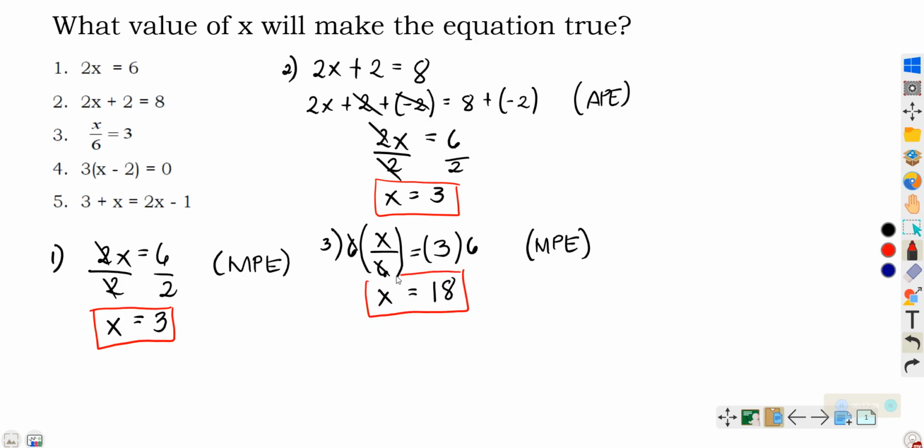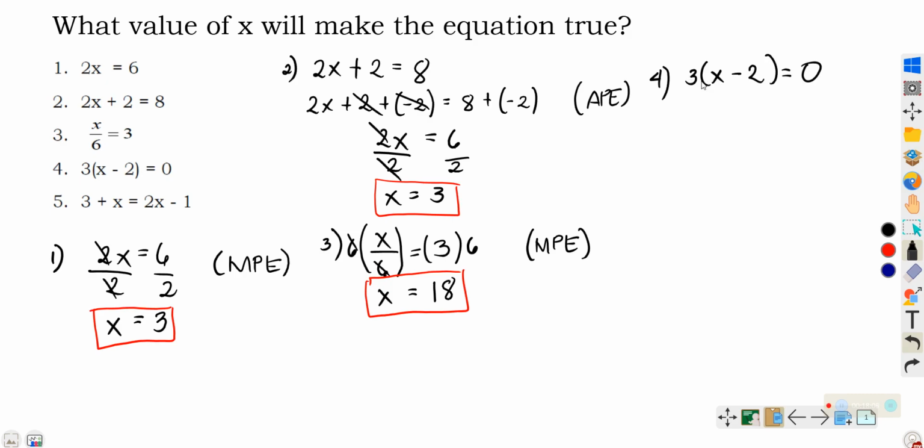Okay? I-check nga natin kung tama. So, kung 18 po siya, edi 18 divided by 6 equals 3. And 18 divided by 6 is 3. So, tama. 3 is equal to 3. Reflexive property. Okay? Next. We have number 4. Dito na natin isulat. So, ang number 4 ay 3 times x minus 2 equal 0.